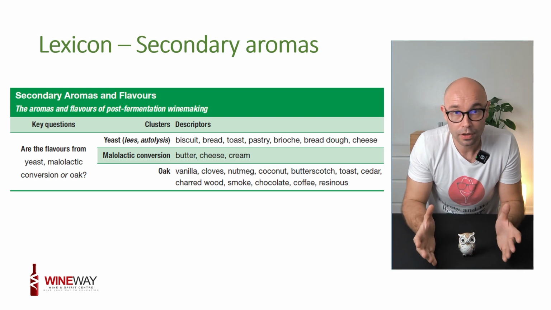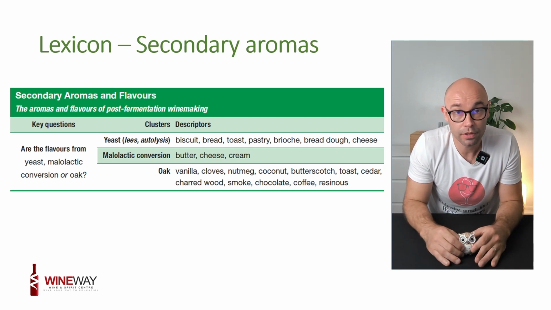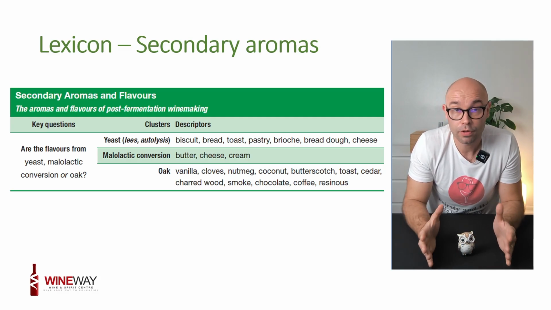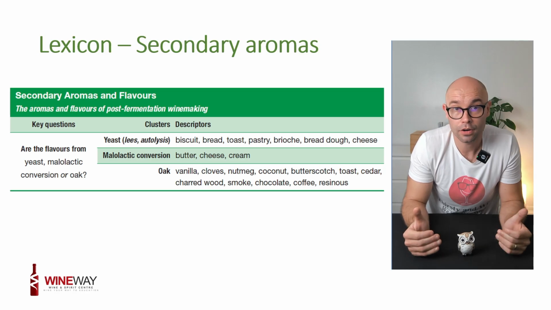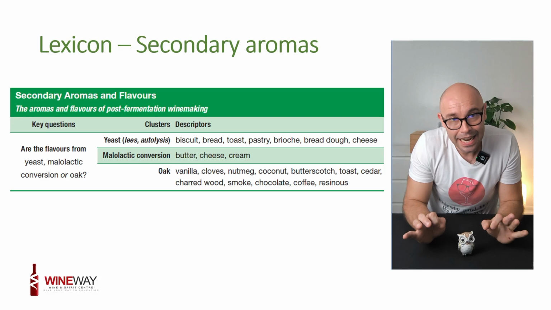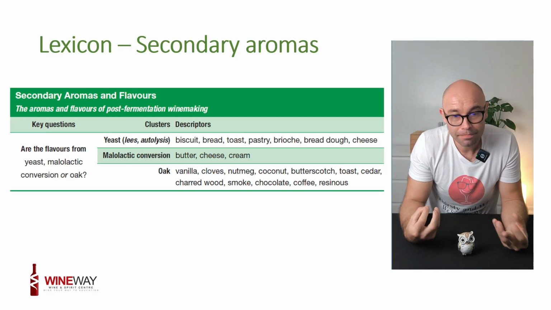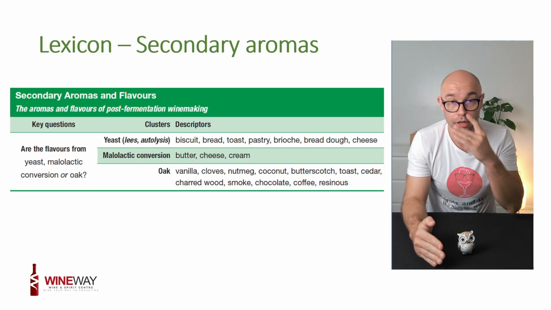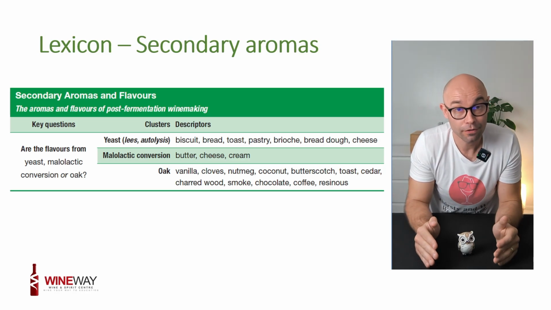So the aromas that are used for the description of lees are biscuit, bread, toast, pastry, brioche, bread dough, and cheese. So usually what I use for the description of the wines that I believe are aging on lees is cheese, bread dough, slightly kind of pastry, but I wouldn't go too much into this lees aging for still wines.